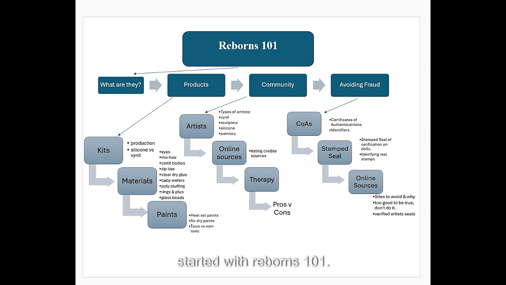I started with Reborns 101. What are they? Products, which I got into: the kits, the materials, the paints, the community, which is the artists, online sources, and the therapy benefits of Reborns. And then avoiding fraud: the certificates of authentication, the identifiers, the stamped seal on the vinyl or the silicone, and the online sources that people are navigating. These are all super important in the instructional sequence because they help build and back those goals I have created.